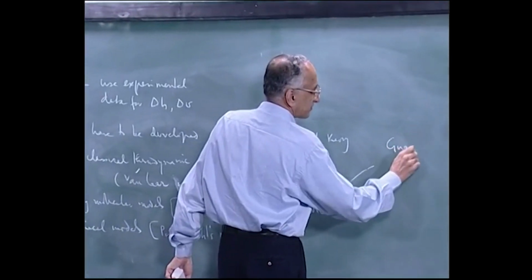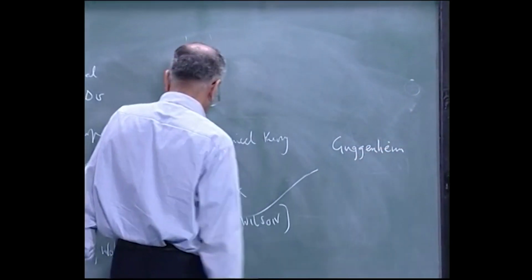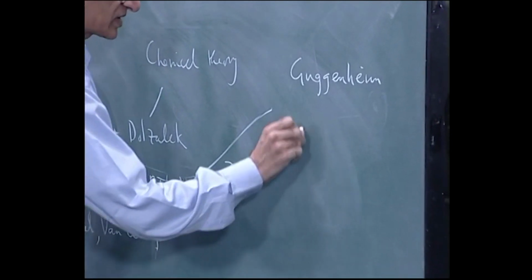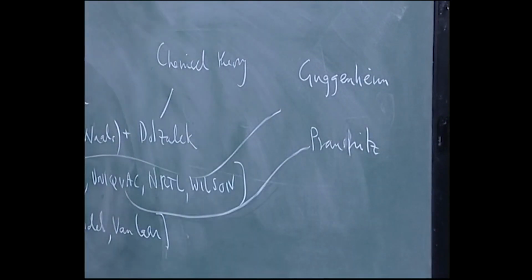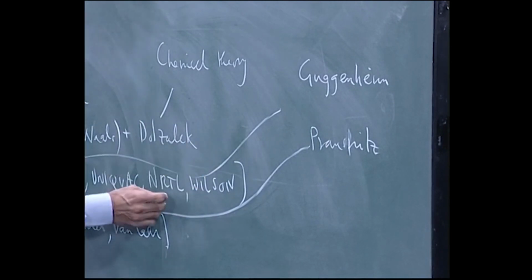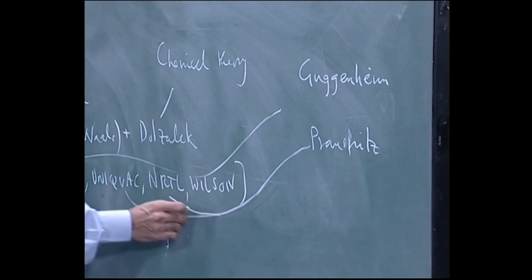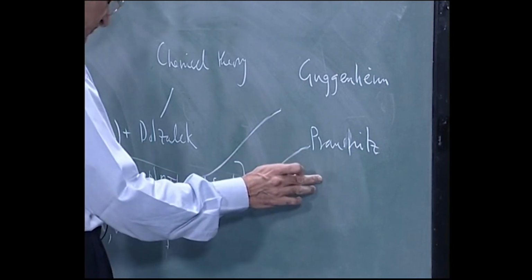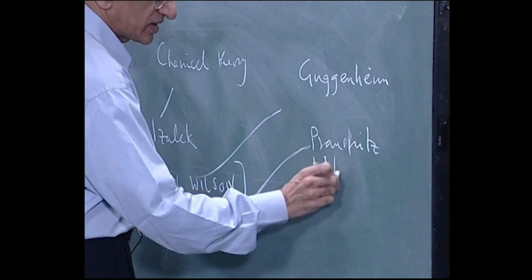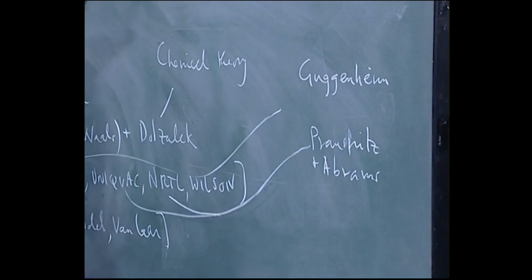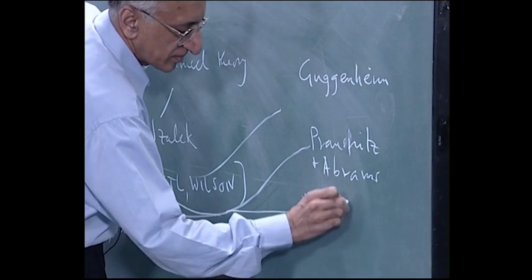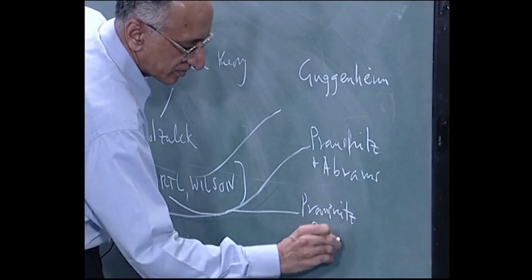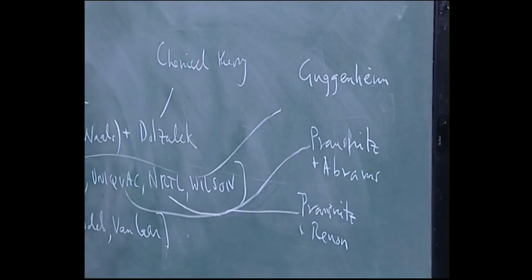This is Guggenheim, and then this is due to Prausnitz and co-workers. Prausnitz is probably 75 and he is at Berkeley even now. NRTL is again due to Prausnitz, but the name associated with, okay, I will tell you, for UNIQUAC the name associated with that is Abrams. For NRTL it is Prausnitz and Renon. Wilson is due to Wilson.